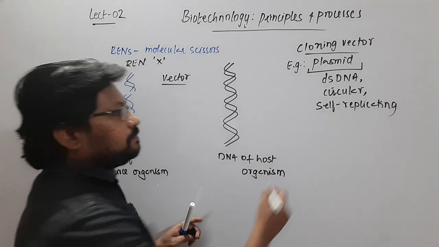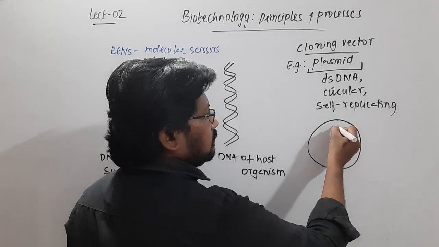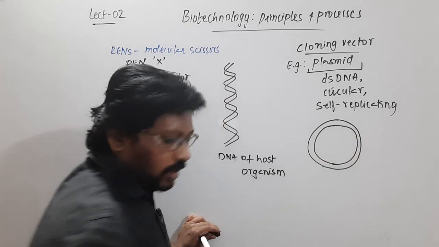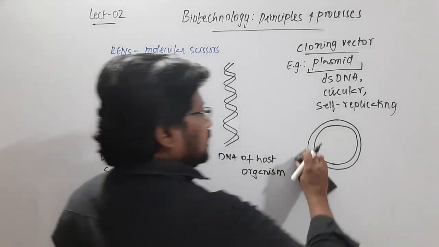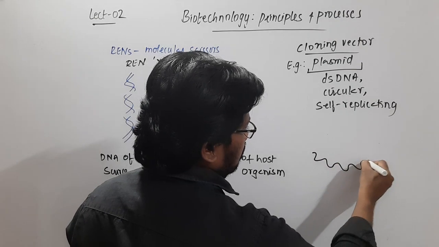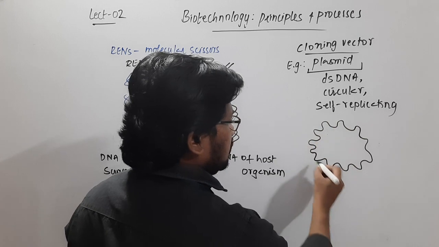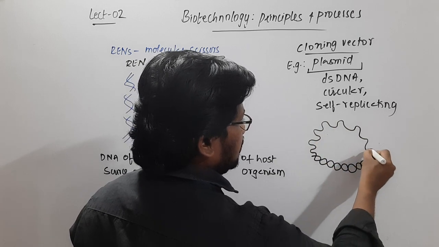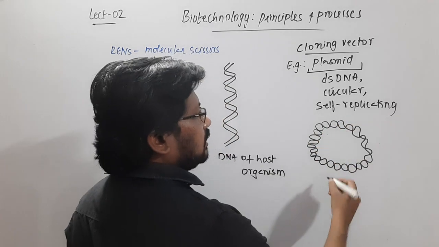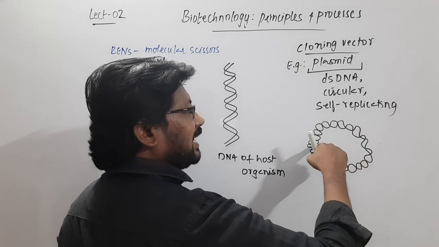This is how we will be seeing the DNA molecule. Of course, here it is not linear, but it will still have the double helix model. So you will still be seeing something like this. So this is the plasmid. It is double stranded, and it is circular. So the ends are joined.